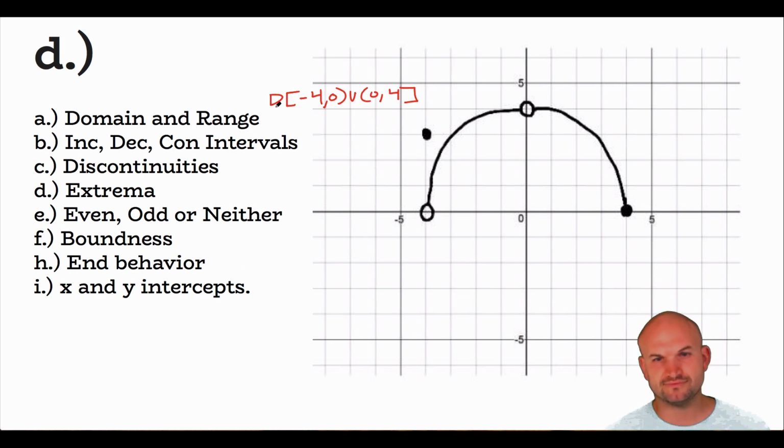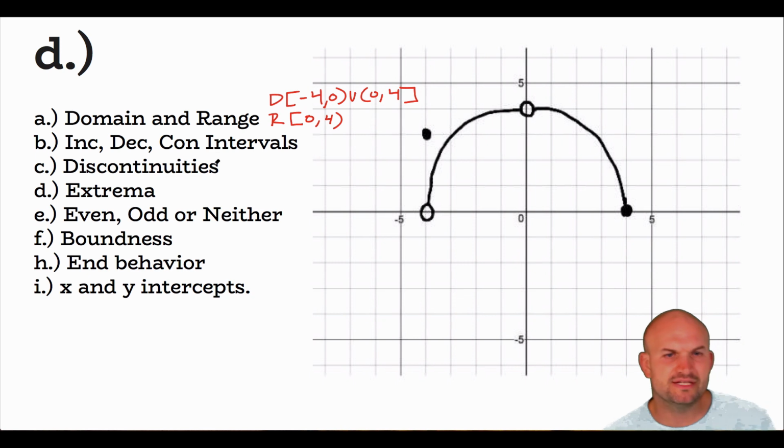0 is not. When we're looking at range, we're looking at basically how low the graph goes to how high. We can see the lowest point is 0, which is defined. It's not defined there, but it's defined there. And then it's going to go all the way up to 4, which is an open circle. So therefore, that is going to be undefined.